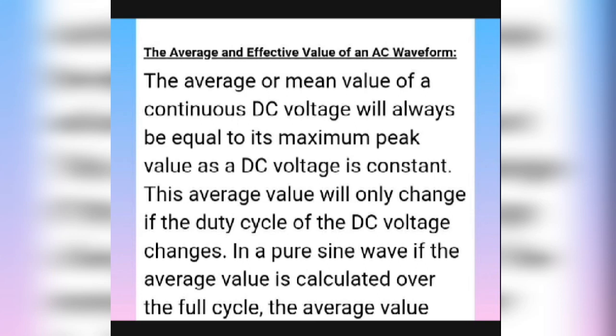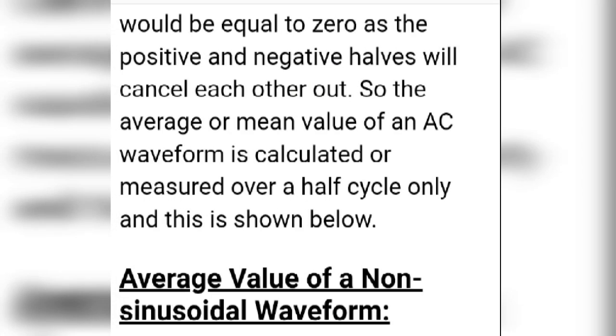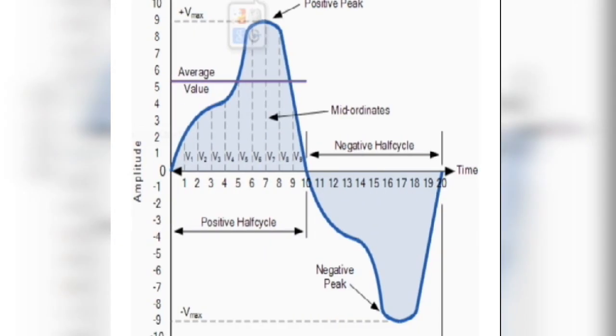In the pure sense of a sine wave, if the average value is calculated over the full cycle, the average value would be equal to zero as the positive and the negative halves will cancel each other out. So the average or mean value of an AC waveform is calculated or measured over a half cycle only, and this is shown below. Average value of a non-sinusoidal waveform is here.